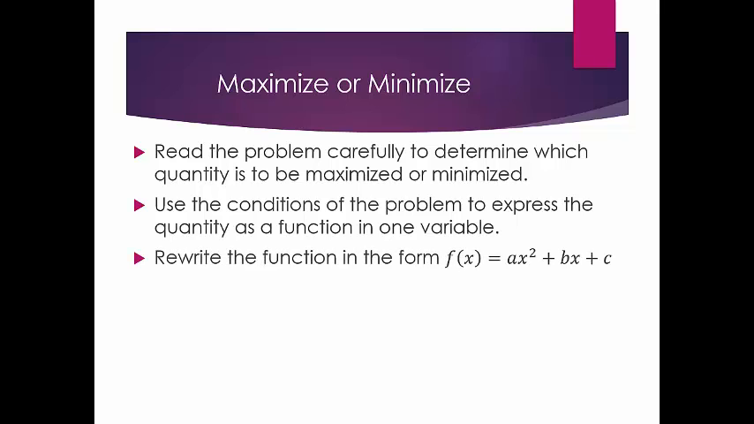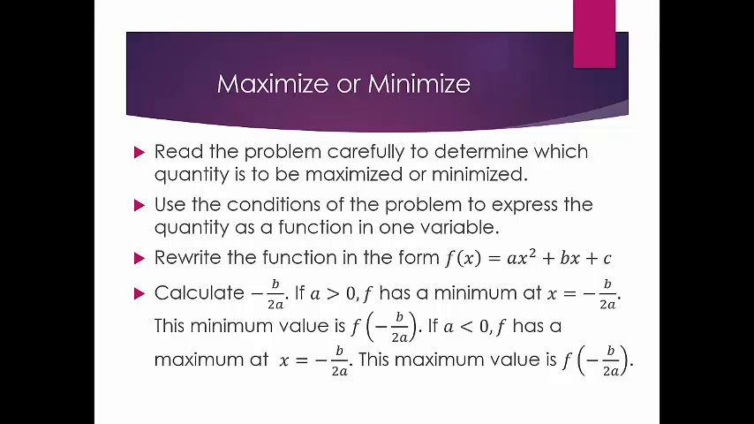Rewrite the function in the form f of x equals ax squared plus bx plus c, and calculate negative b over 2a. If a is greater than 0, f has a minimum at x equals negative b over 2a. This minimum value is f of negative b over 2a. If a is less than 0, f has a maximum at x equals negative b over 2a. This maximum value is f of negative b over 2a.